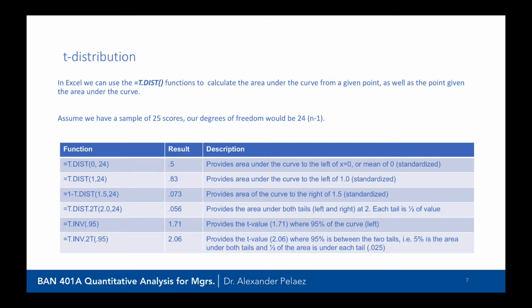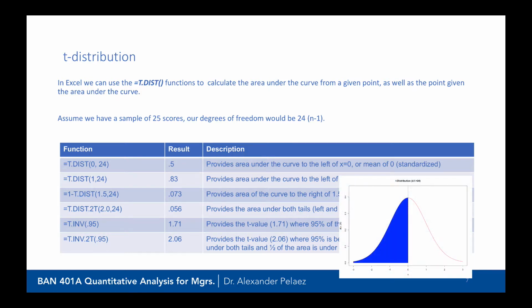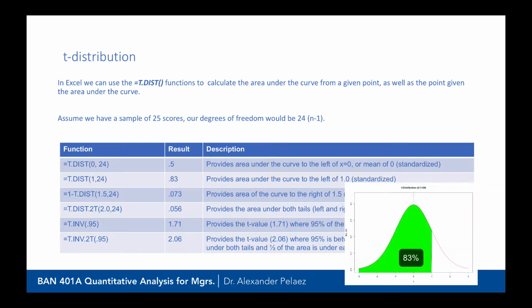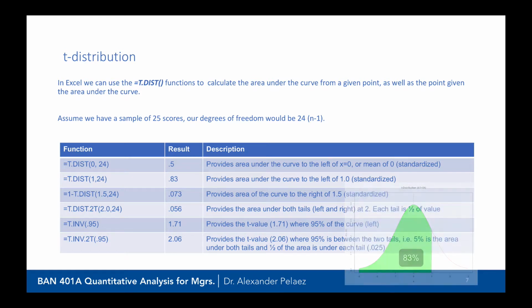So in Excel, we're going to use the T.DIST functions to calculate the area under the curve from a given point. Recall from the modules on probability distributions that, using the distribution formulas in Excel, we could calculate the area under the curve to the left. So if we have a sample of 25 scores, our degrees of freedom would be 24, that is n minus 1. So T.DIST with 0 as the x value, comma 24 degrees of freedom, would give us a result of 0.5, and that means that 50% of the curve lies to the left of 0. If we did T.DIST of 1, comma 24, it would give us a result of 0.83, which means that 83% of the curve lies to the left of 1.